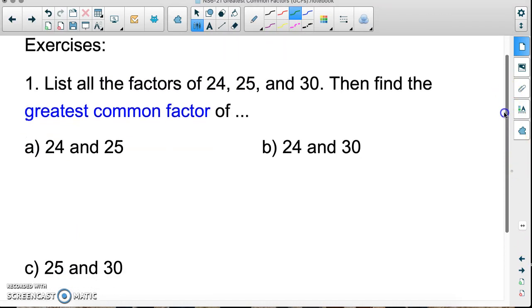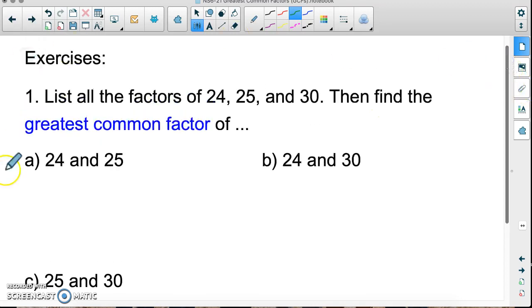So now we're going to list the factors of 24, 25, and 30, and then we're going to find the greatest common factor of them. So first, let's list all of the factors of 24, 25, and 30 in a chart. And then you're going to find the greatest common factor of 24 and 25, 24 and 30, 25 and 30. When you're done, we will go over the answers here, so just continue on.